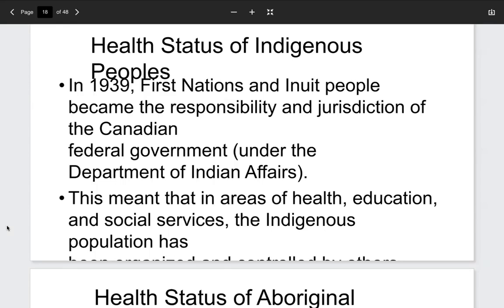So that is why it's important to reclaim these health policies and these practices, and even the way that medicine is practiced, including traditional healing, into these systems, because unfortunately for the Indigenous population, their health, their education, their social services, the access that they receive, that's all been controlled by non-Indigenous populations for so long.